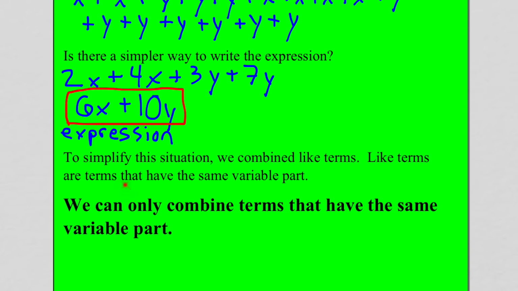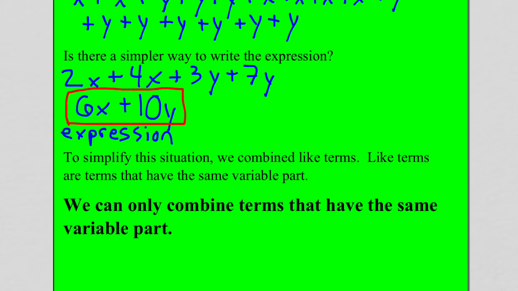Like terms are terms that have the same variable part. When I'm talking about the variable part, I'm talking about the same unknown number, the same x or the same y. So we can only combine terms that have the same variable part. And I put that in bold there. We can only combine terms that have the same variable part.